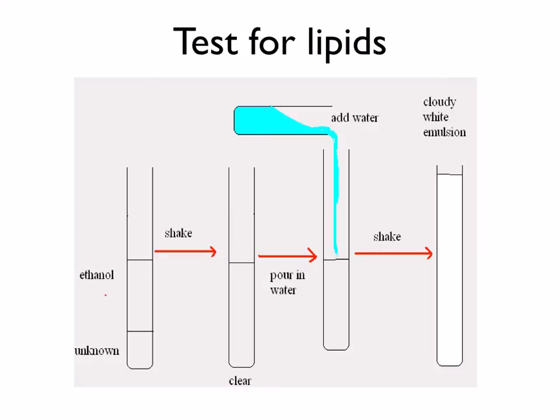So how do we test for lipids? This is called the emulsion test. If you add ethanol to an unknown sample and shake it, then you pour in water, you're going to get a cloudy white emulsion.